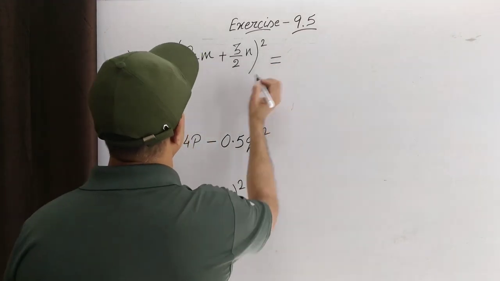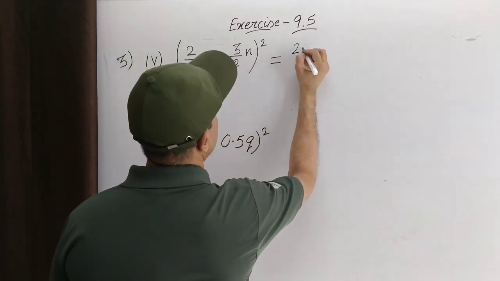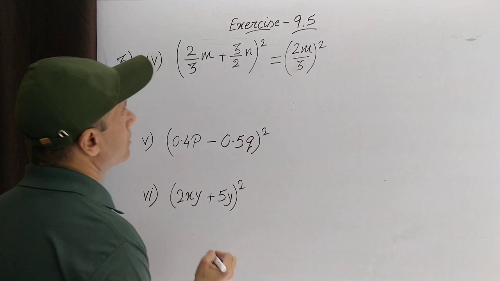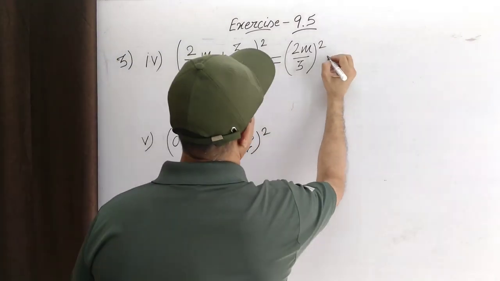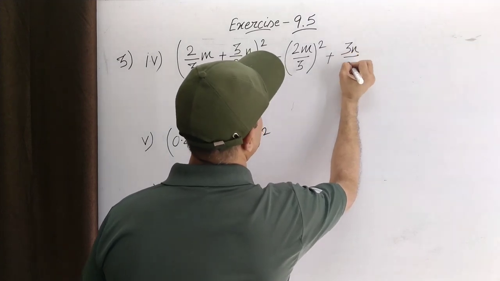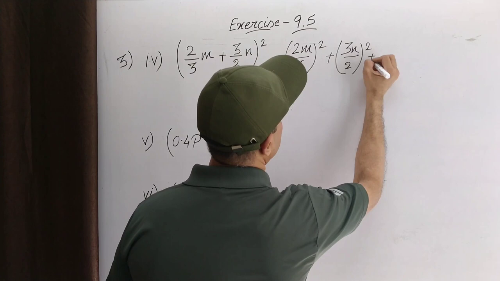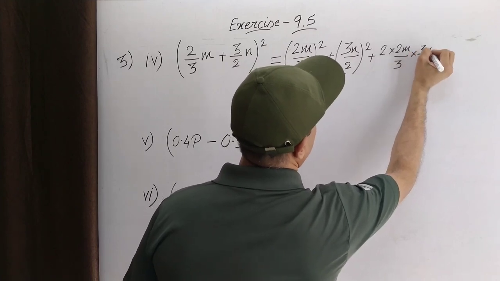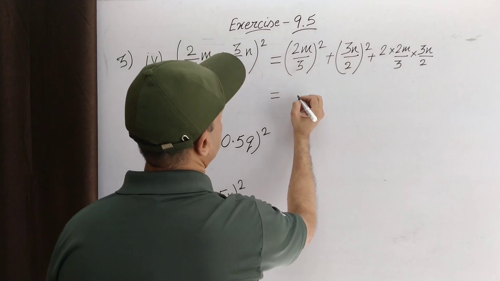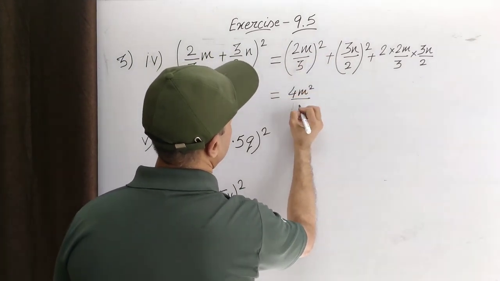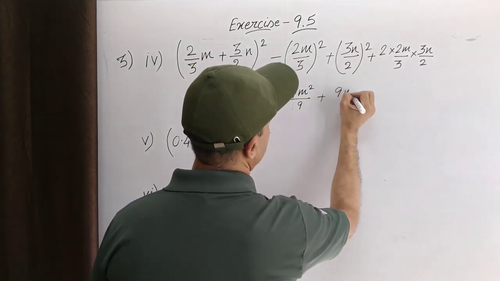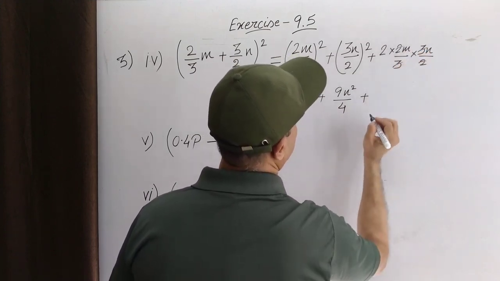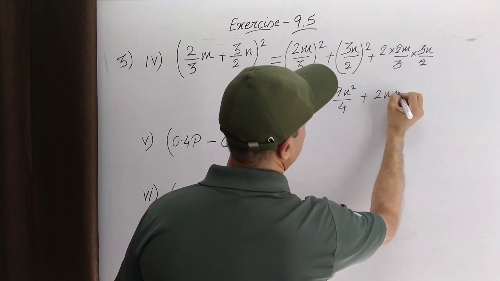So, in this case, a is 2m by 3. Let's write a square plus b square, that is 3n by 2, plus 2 into a into b. So you have 4m square by 9 plus 9n square by 4 plus 2mn.